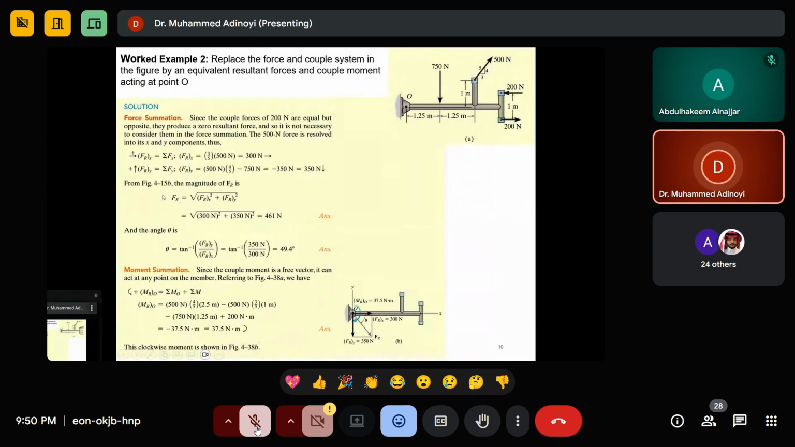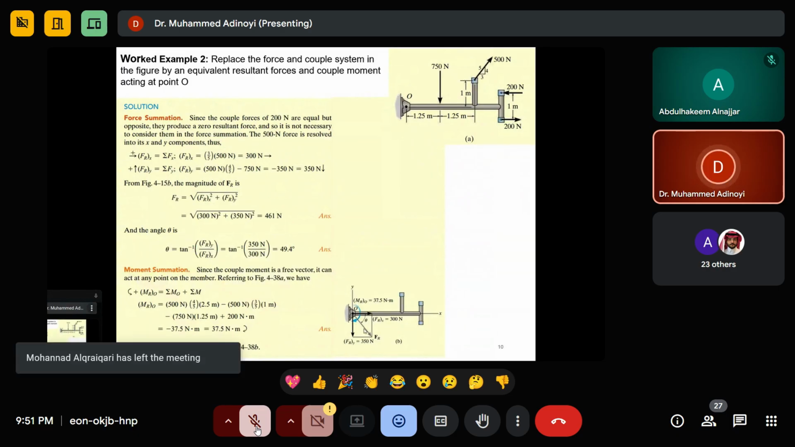So here we're going to have the magnitude. R of x, R of y, square, then, so 300, 350. Again, take the angle. The angle is 49.4, right? So look at how it is drawn. This guy is positive, which is in this direction. And this guy is negative in this direction.